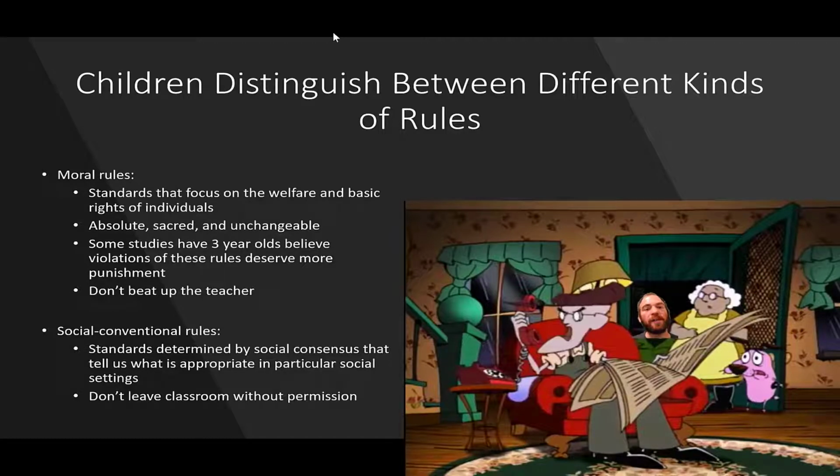Some studies have found that children will not only make this distinction, but give higher punishment to individuals who break these moral standards, the standards that focus on the welfare and basic rights of individuals, versus these more social convention rules. Again, the example being don't beat up the teacher versus can I leave the classroom without permission? Obviously, if there's a fire or some kind of emergency, you can leave the classroom. But really, there are very few scenarios wherein you should just beat the hell out of your teacher.